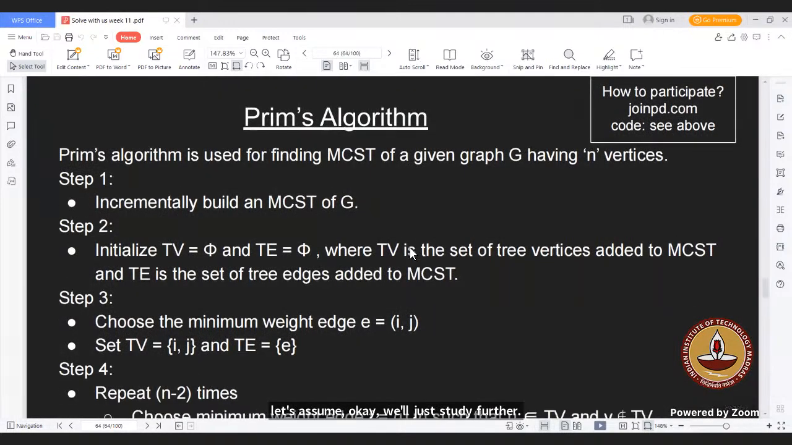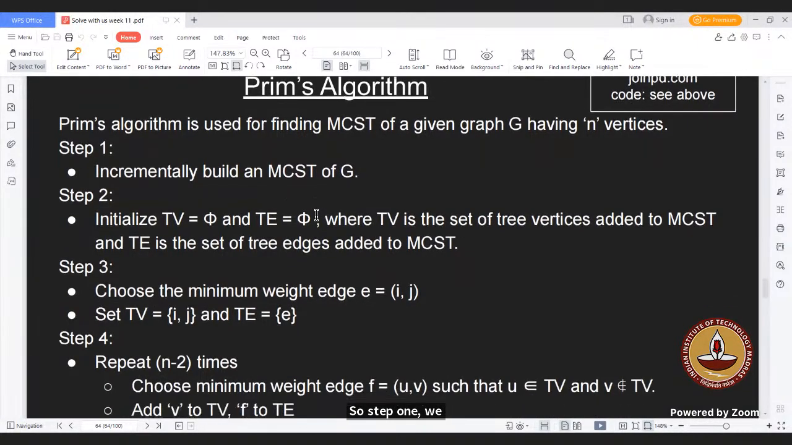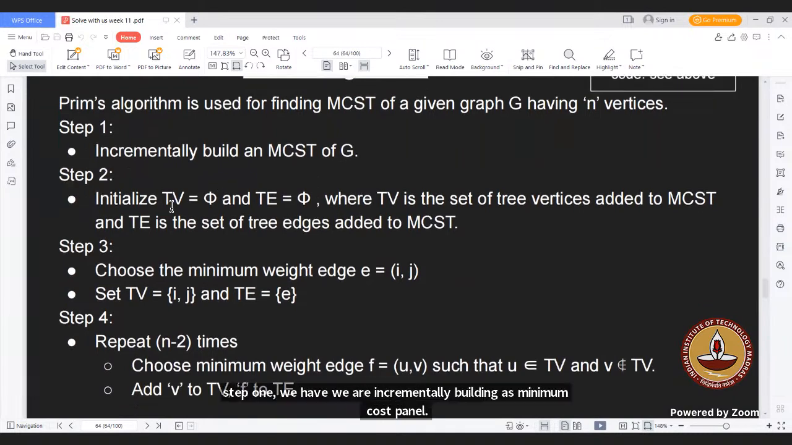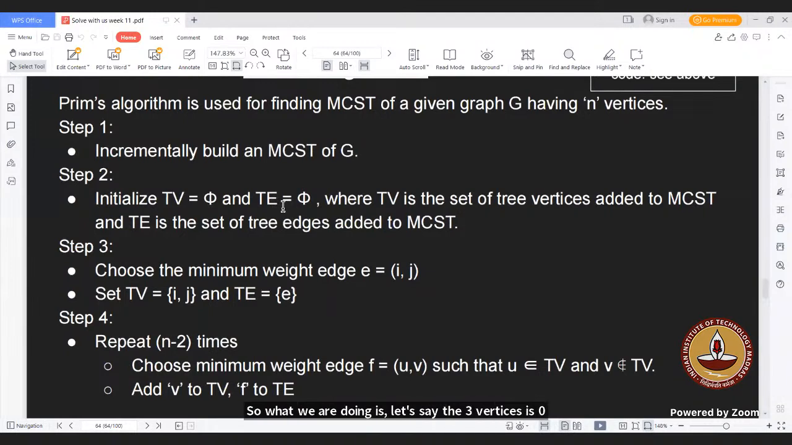See, Prim's algorithm is used to find the minimum cost spanning tree of a given graph having n vertices. Step 1, we are incrementally building a minimum cost spanning tree of G. Let's say the tree vertices TV is the null set, and the tree edges T is also the null set, where TV is the set of tree vertices added to the minimum cost spanning tree, and T is the set of edges added to it.